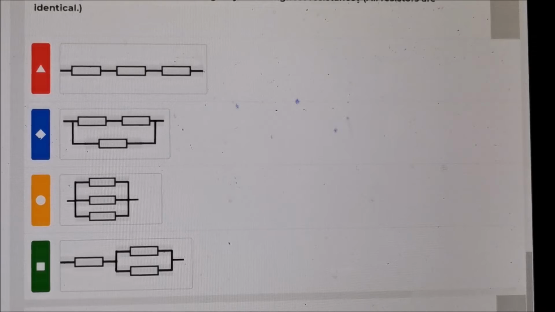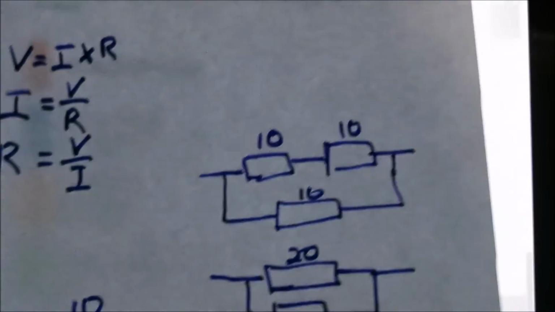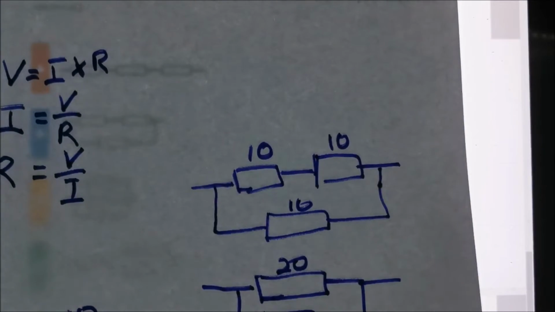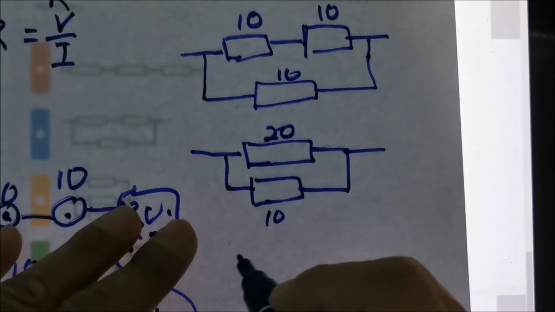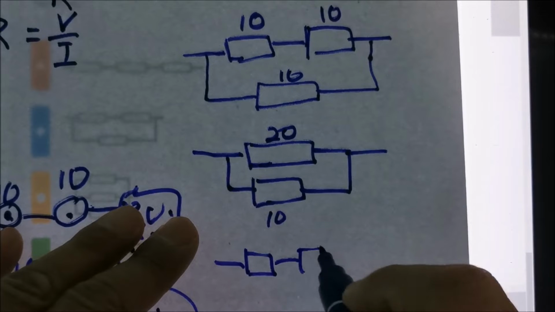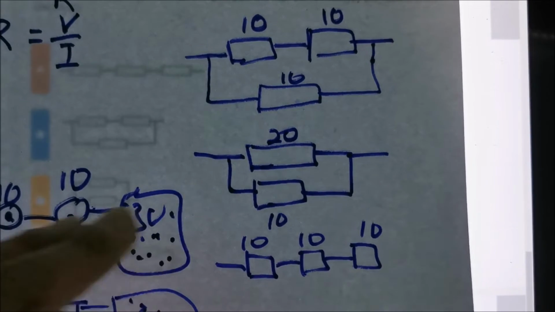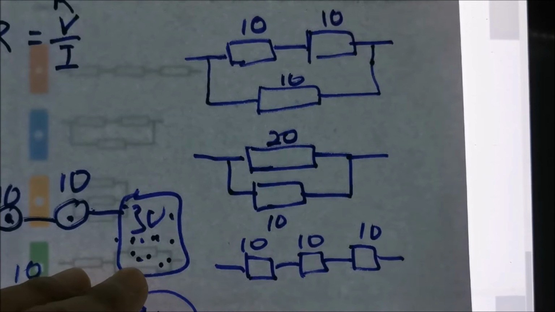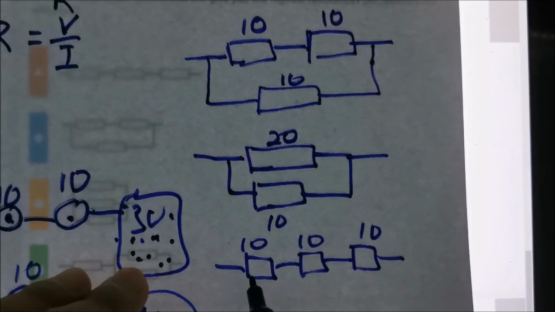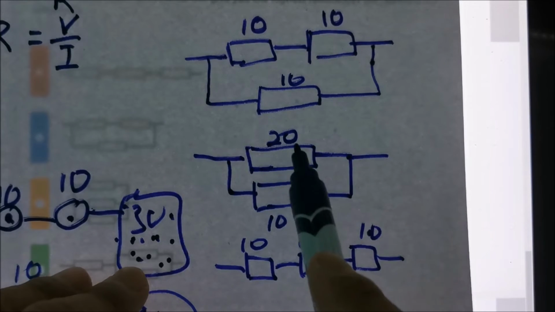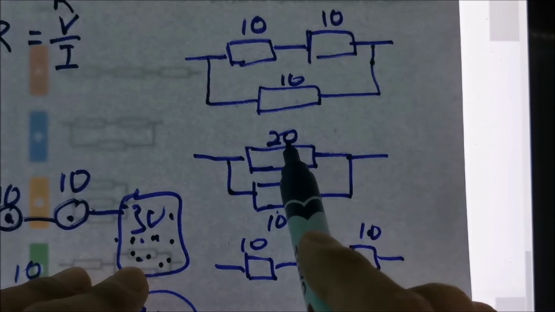Now that is for this one. So of course, if you compare this configuration with just now this one, 10, 10 and 10, of course, who will have a higher resistance? Of course this one, because this one is 10 plus 10 plus 10. Whereas this one is 10 ohms in parallel with 20 ohms.